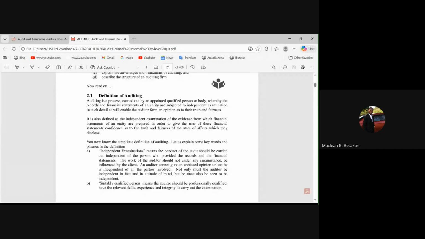These are the words we always use everywhere we go in auditing. It should be carried out by persons who are independent and qualified. For you to be qualified as an auditor, you must be a chartered accountant. Can I say all chartered accountants are qualified auditors? No. Not all chartered accountants are qualified auditors, but before you become an auditor, you must be a chartered accountant. In Ghana, you must be a member of ICAG.